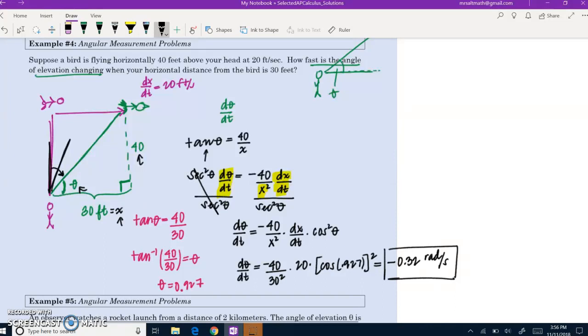So that's one example of an angular rate of change. Again, not that different from the thought process behind how we would work with our right triangles. It's just that instead of having an x squared, a y squared, and a z squared, we have a length and a height, and then we have our angle value that we're working with.